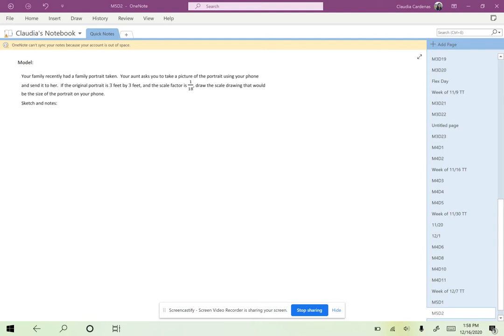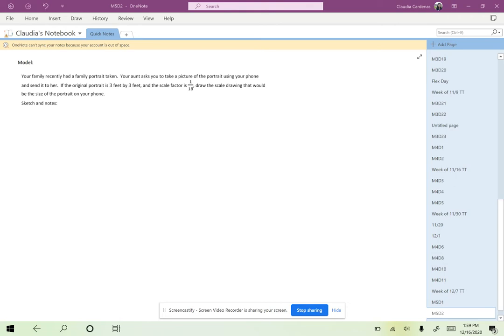Your family recently had a family portrait taken. Your aunt asked you to take a picture of the portrait using your phone and send it to her. If the original portrait is 3 feet by 3 feet and the scale factor is 1 over 18, draw the scale drawing that could be the size of the portrait on your phone.